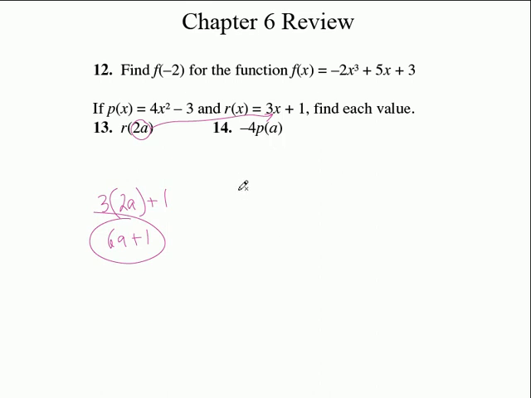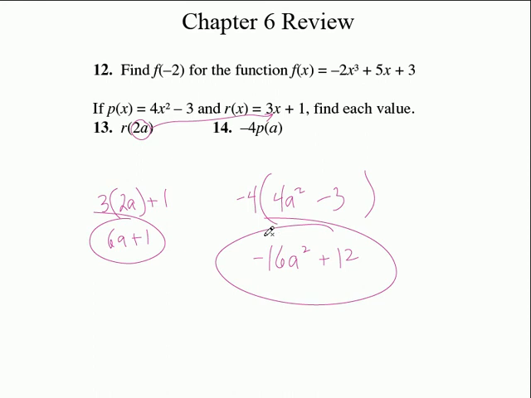Next one's a little bit trickier. All you're doing is that negative 4, all that's doing is just multiplying by whatever p of a is. You go to the p function. Now you're replacing the x with an a, so it's just 4a squared minus 3. You simplify it, negative 16a squared plus 12. That's what your answer looks like. That's all there is to it.